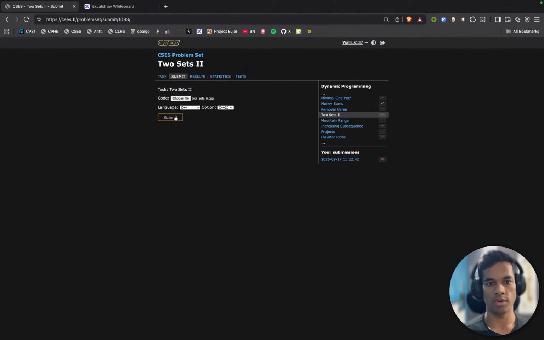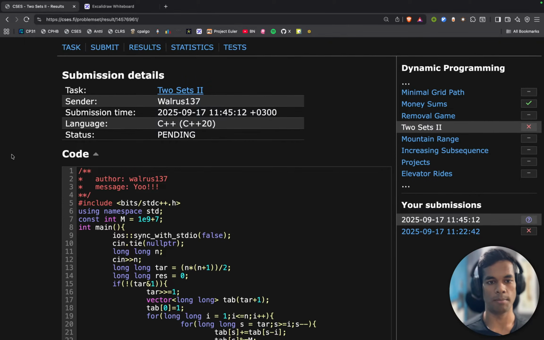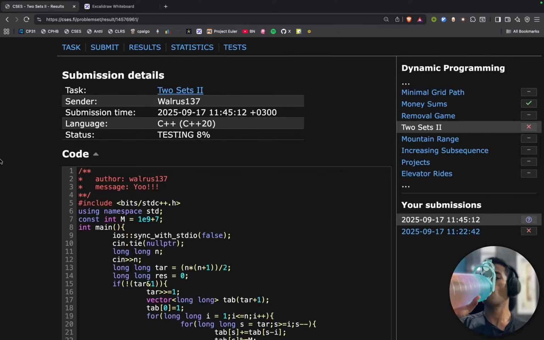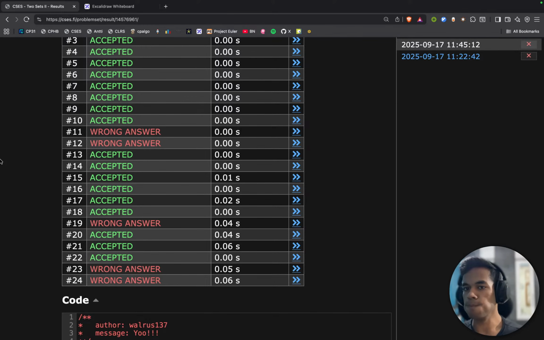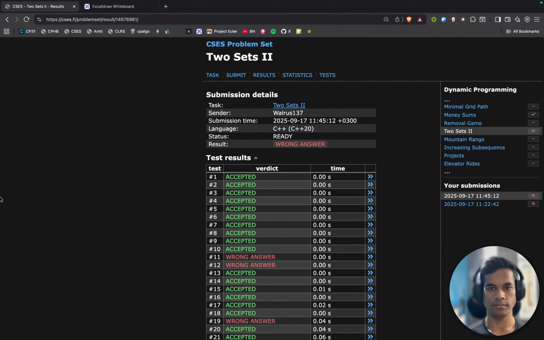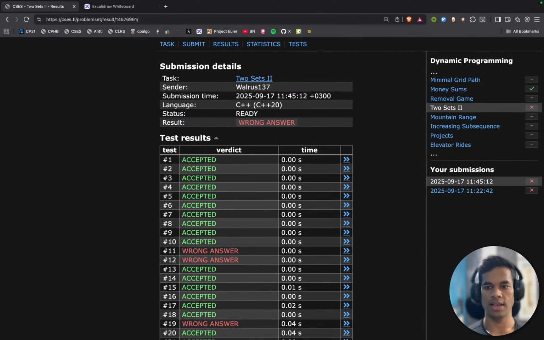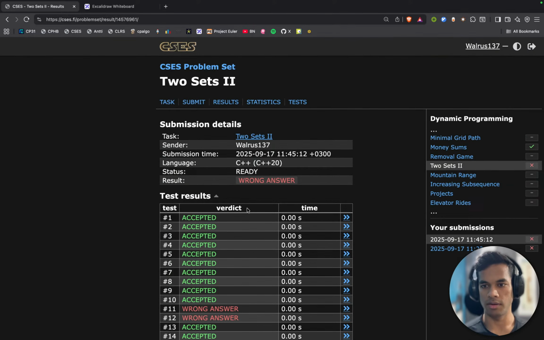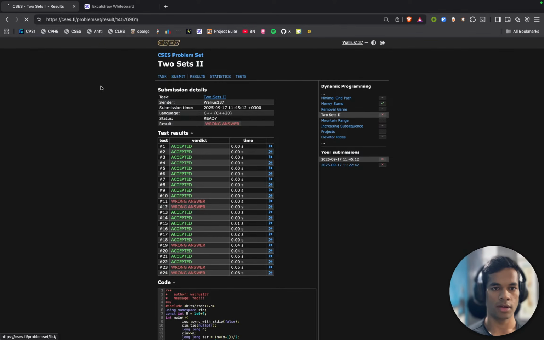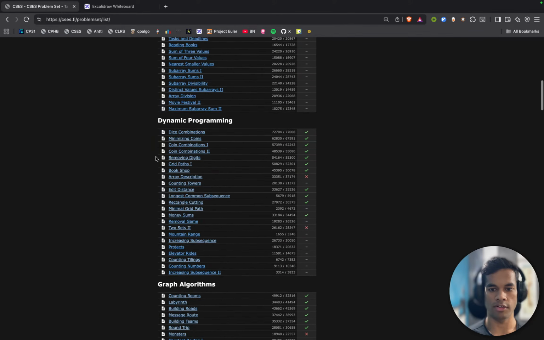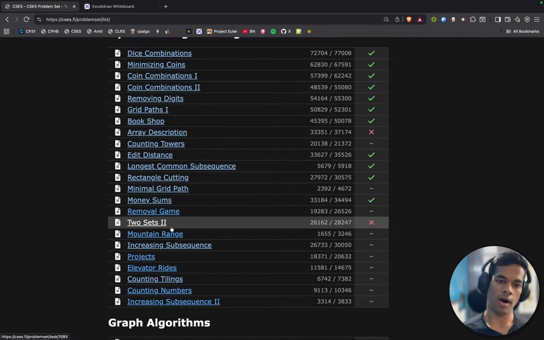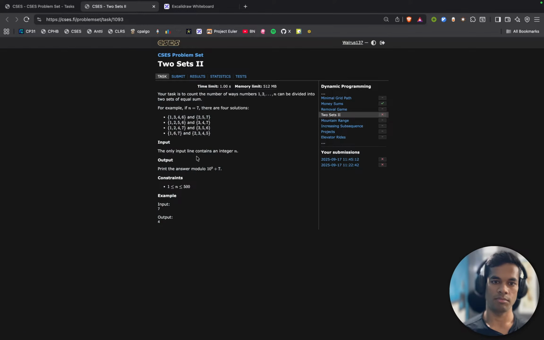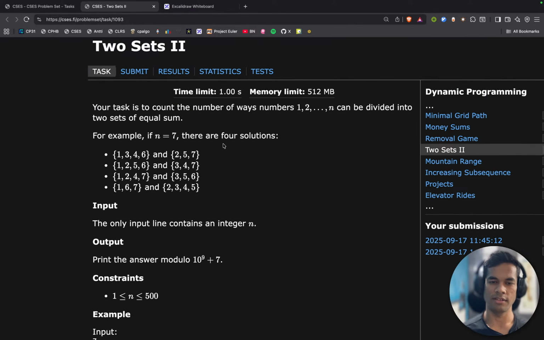2 sets, 20. Yeah, submit, pending. It is giving wrong answer again. I guess, yeah, I can put this one in review or something, and then I will come back to this later at some point. I do have the whole state in my head, but why is it giving the wrong answer? It does not make any sense.